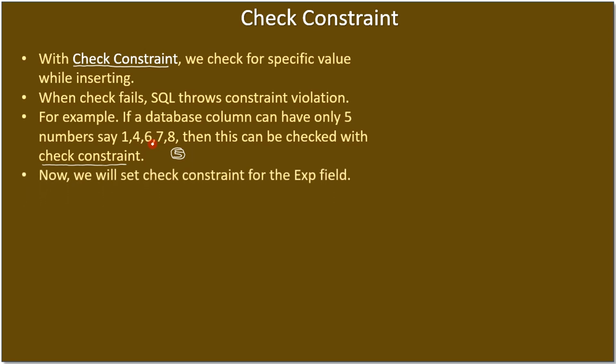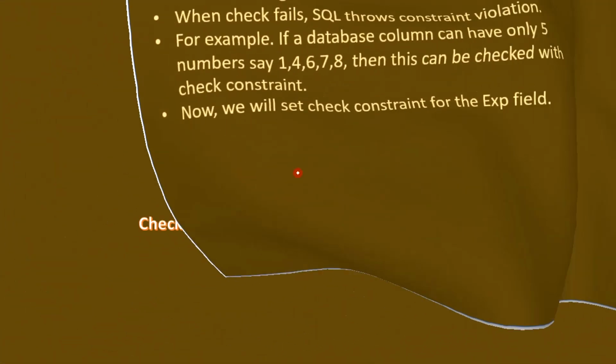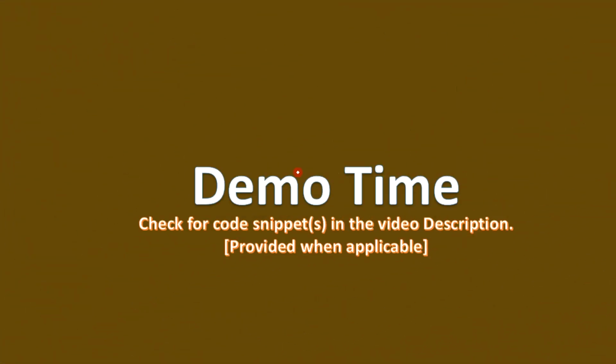Now we will set check constraint for experience field. So our employee table has the exp field, right? We will add a check constraint for this field. Now let's go to the demo.